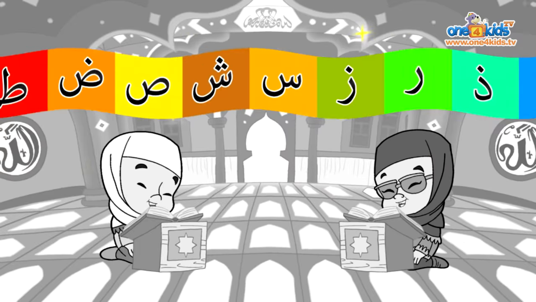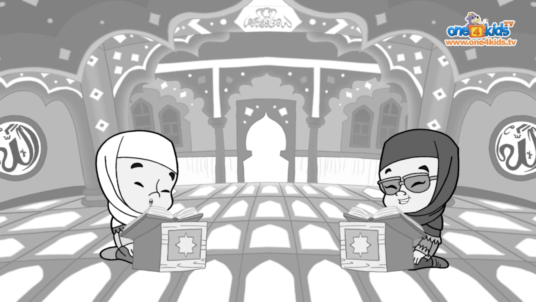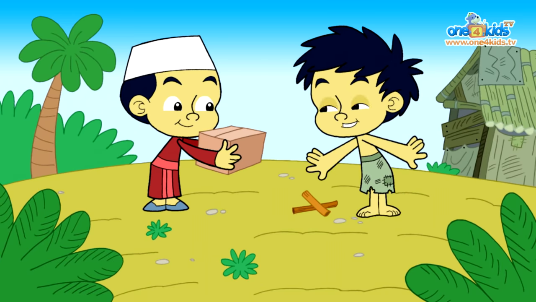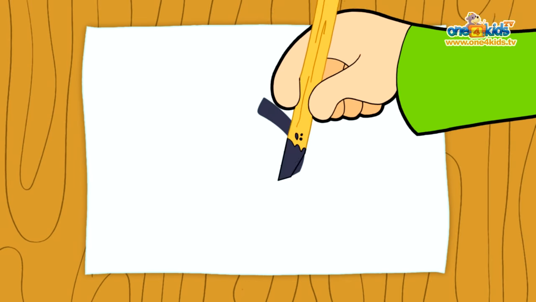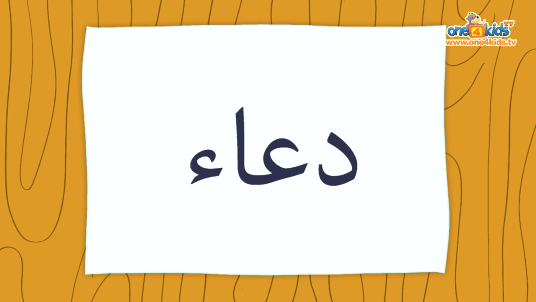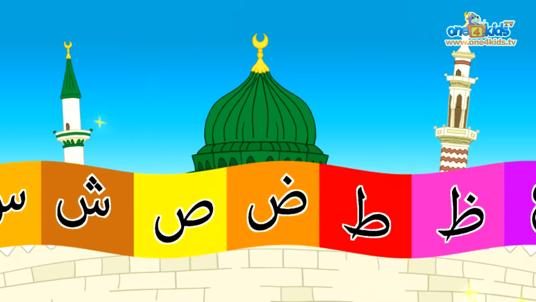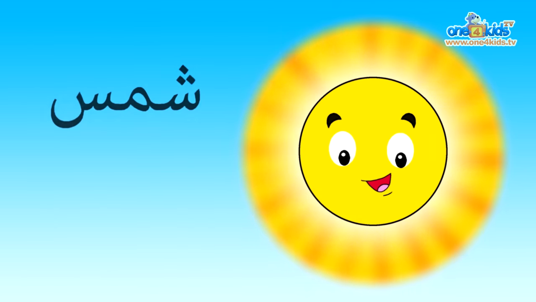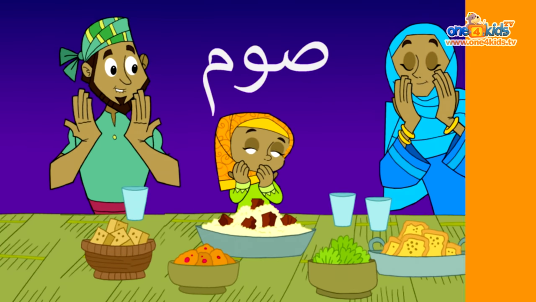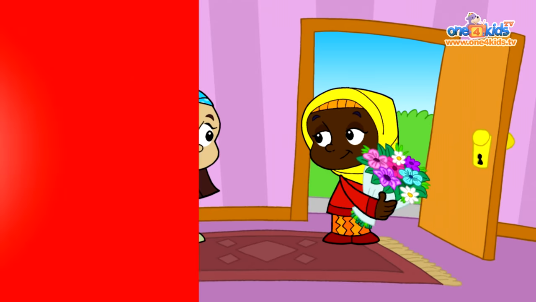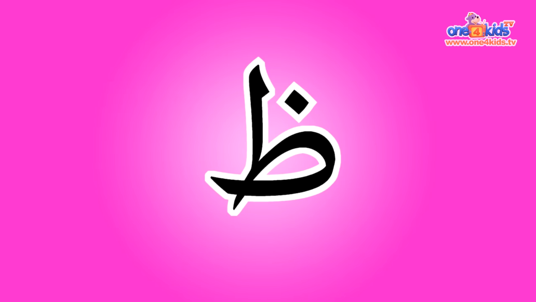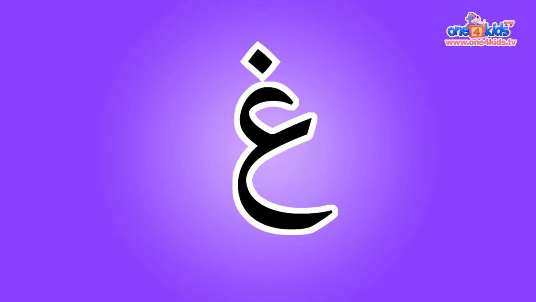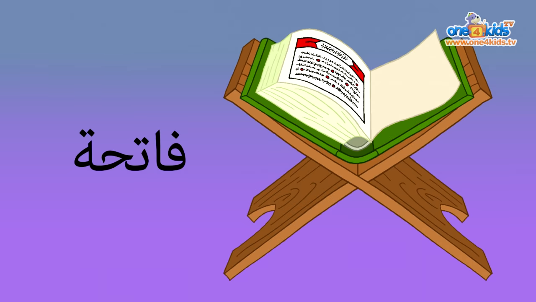We're learning the Arabic alphabet so we can read and learn Al Quran, the language of our beloved Muhammad, the last prophet sent from Allah. Shin is for Shams, and Sad is for Sawm. Dad is for Dhaif, and Ta for Tahara. Dha is for Dhilal, Ain is for Ibadah, Ghain is for Ghafur, and Fa is for Fatiha.